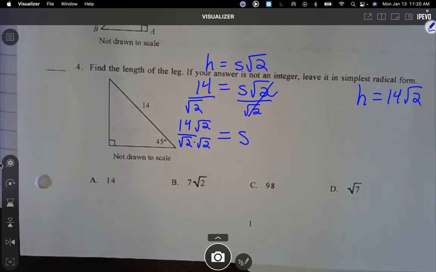Everybody good with that? It's basically multiplying by 1. That's why you can do it. So I get 14 square root of 2 divided by, what's the square root of 2 times the square root of 2? 2. And what's 14 divided by 2? 7. That's where we get 7 square root of 2.